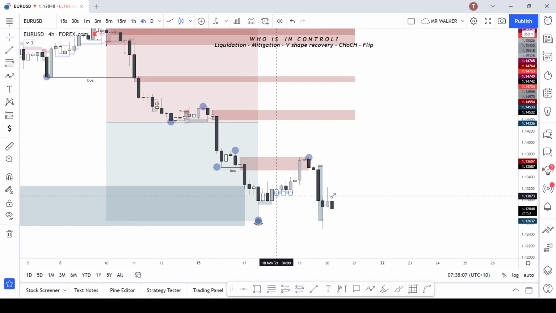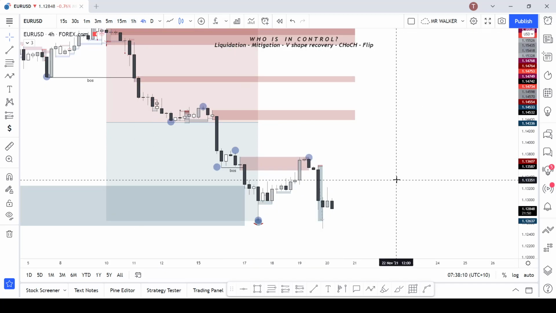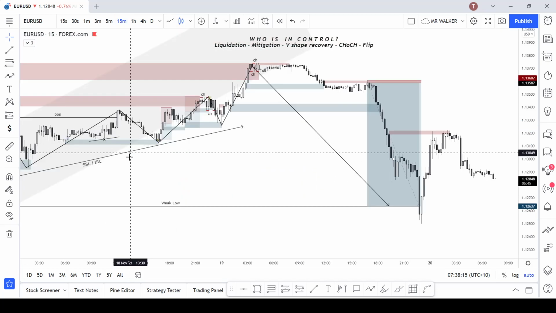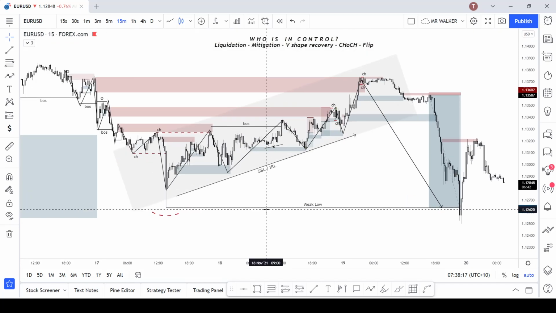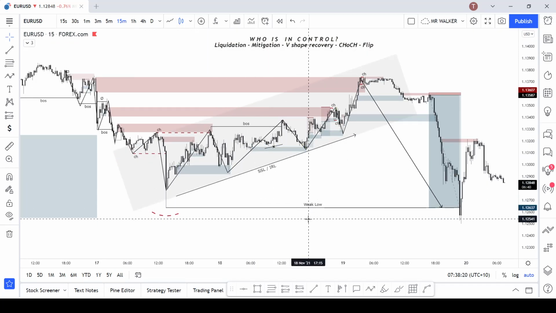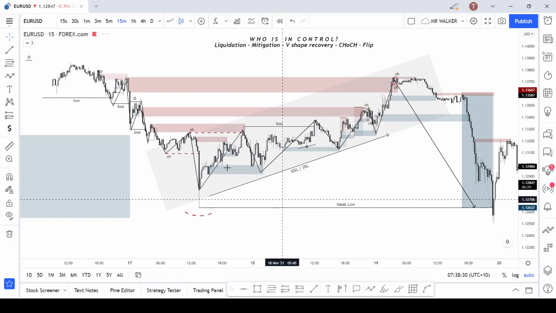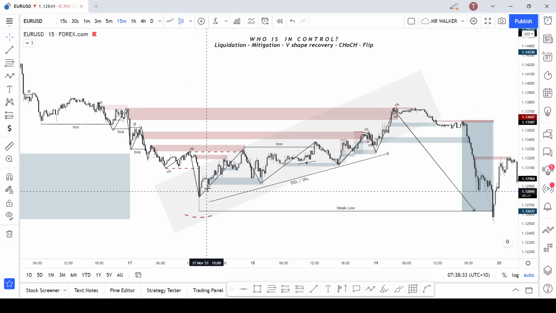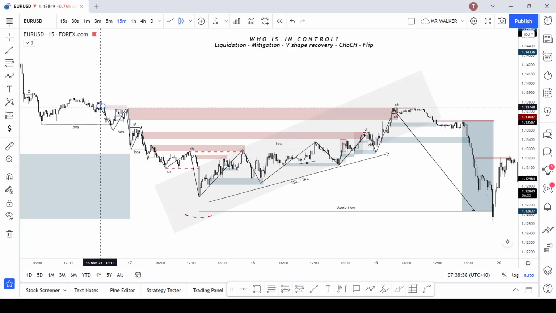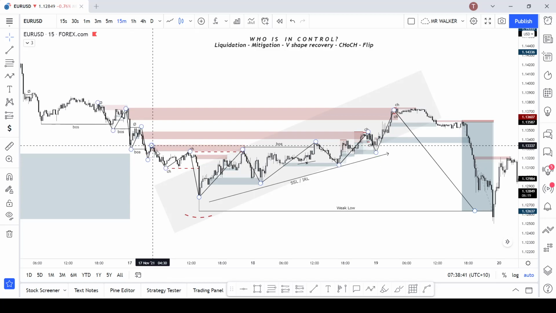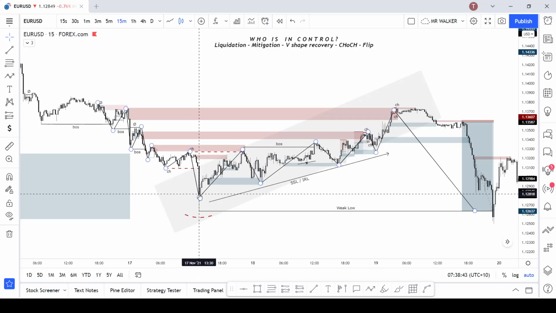So yeah, since we have our supply zone, let's then go to 15 minutes. And as I have said already, I will leave all these drawings here. And what we actually see here is the structure with this line. So we see some impulsive movements to the downside.